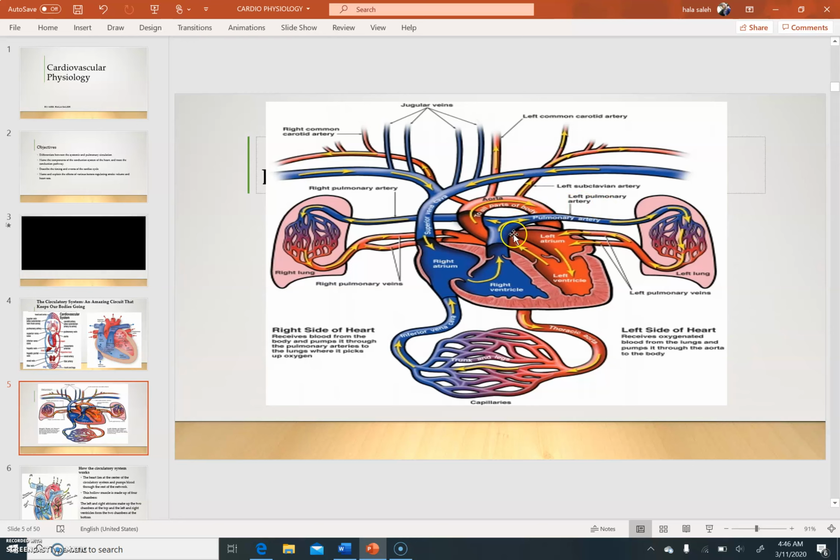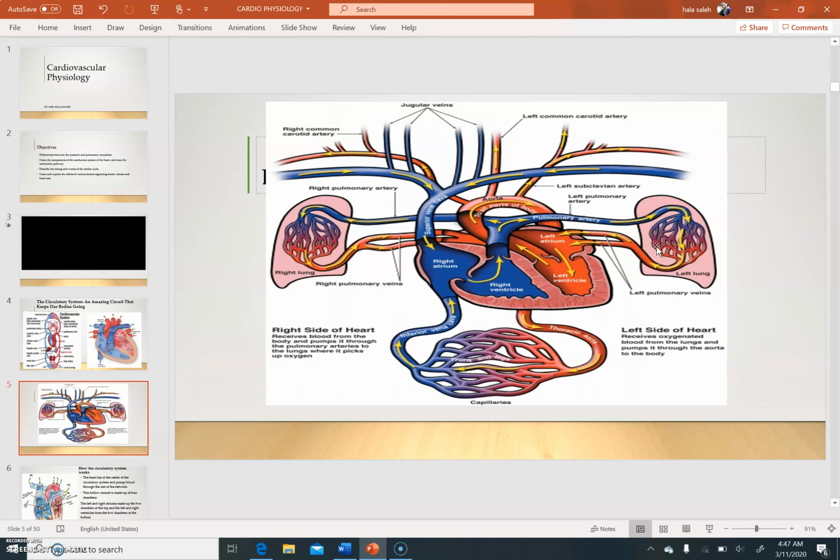The pulmonary arteries branch into smaller and smaller arterioles until they reach the smallest units, the pulmonary capillaries, the pulmonary capillary beds, where oxygen and carbon dioxide exchange occurs. So here the oxygen and CO2 exchange occurs at the level of the pulmonary capillary bed.